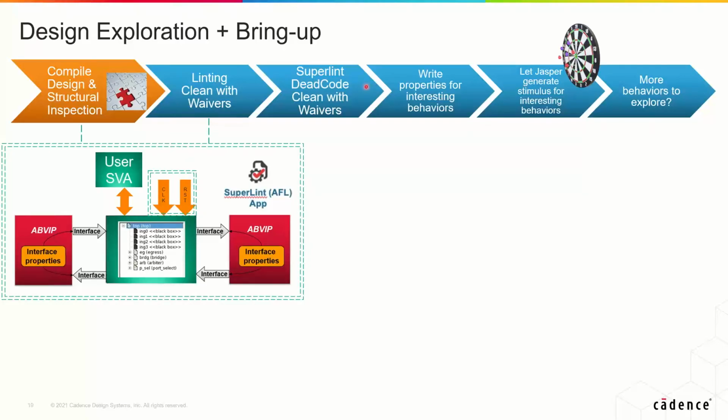where you can check if your design is compliant with code style, coding guidelines, or check the reachability of the designs. And the next step is actually writing properties with interesting behaviors.